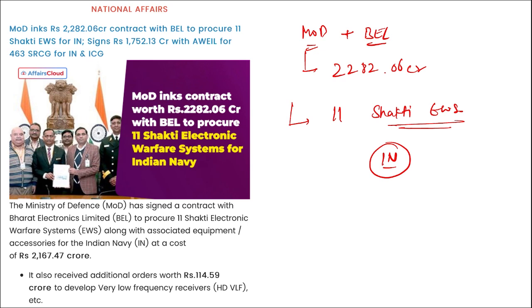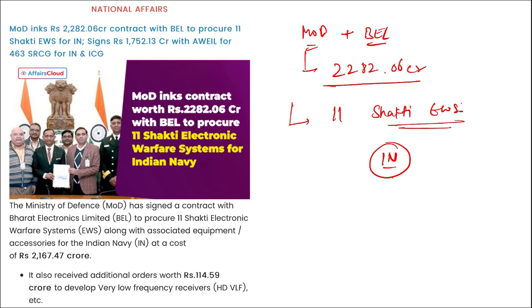I repeat, Ministry of Defense, this recently signed a contract with Bharat Electronics Limited. The contract was worth 2,282.06 crore rupees, and it was to procure 11 Shakti EWS, that is electronic warfare systems. Correct? And they will be for Indian Navy.